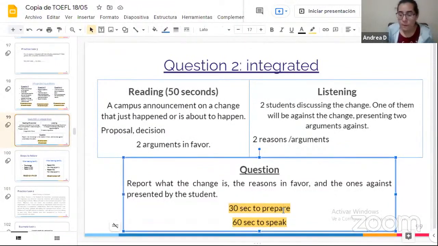By the way, you do have to remember these numbers, but this is going to be the same for questions 2, 3, and 4 from now on. This is the timing for all the integrated tasks in the speaking section, so I think that's going to make it easier for you to remember. But yeah, just saying.